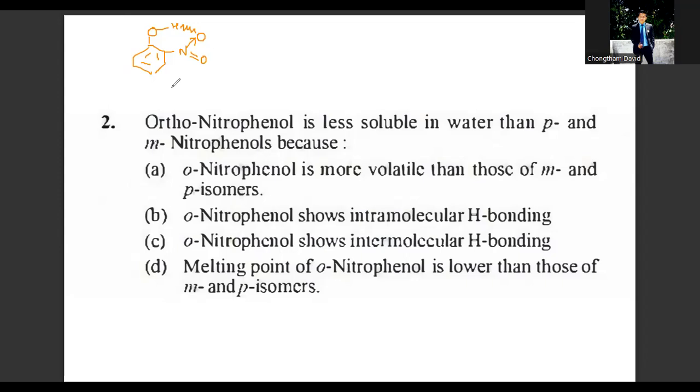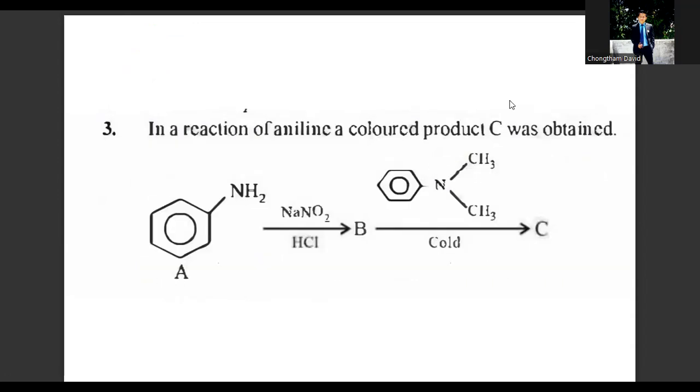Whereas in the case of meta and para isomers, they are more soluble in water and less soluble in nonpolar solvents. So, the correct answer for this will be B. It shows intramolecular hydrogen bonding. Clear? Question number three. In the reaction of aniline, a colored product C was obtained.